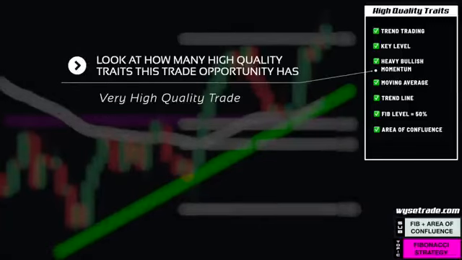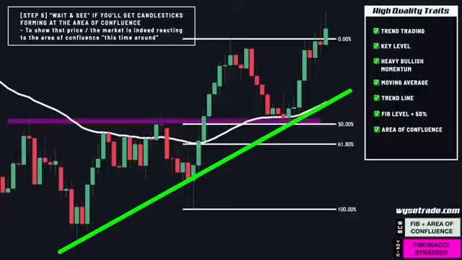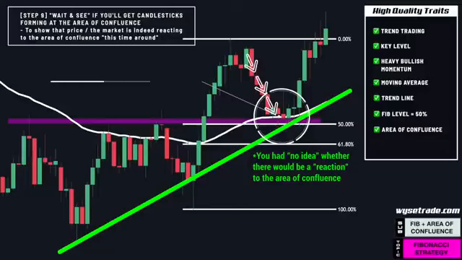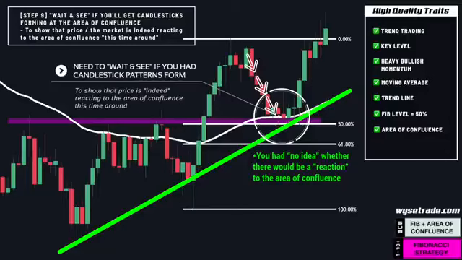So this part is very important. Even after all the high quality traits we have identified, as price pulled back and approached this area, you had no idea whether there would be a reaction to the area or not. You needed to wait for price action through candlesticks forming at the area of confluence to show that price and the market is indeed reacting to the area of confluence this time around.